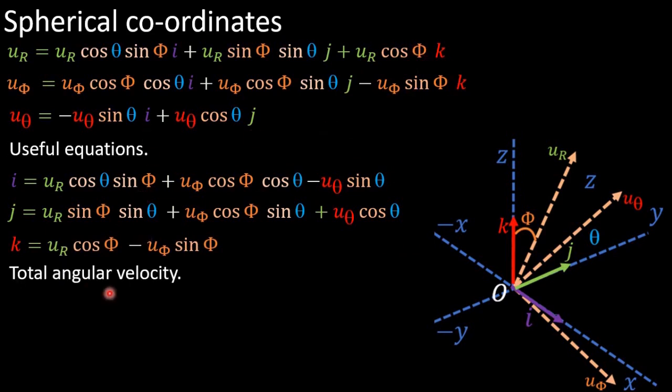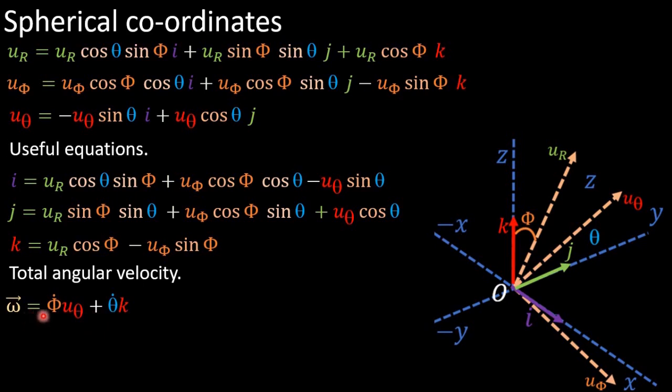Okay, so remember we had two angular velocities, so theta dot and phi dot. So we need to take those two angular velocities and write them in a vector form. Okay, so the way we do that would be like this. So omega is going to be phi dot multiplied by the unit vector u sub theta plus theta dot multiplied by the unit vector k.